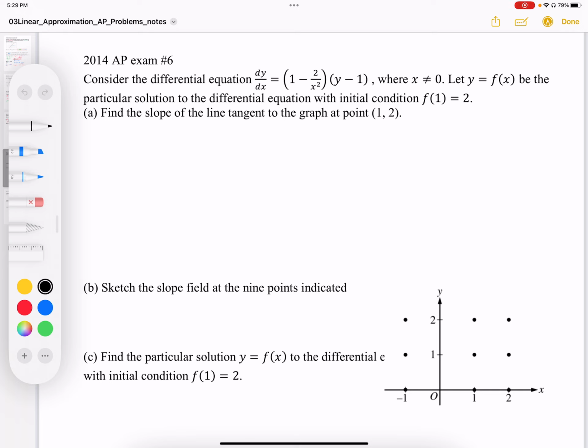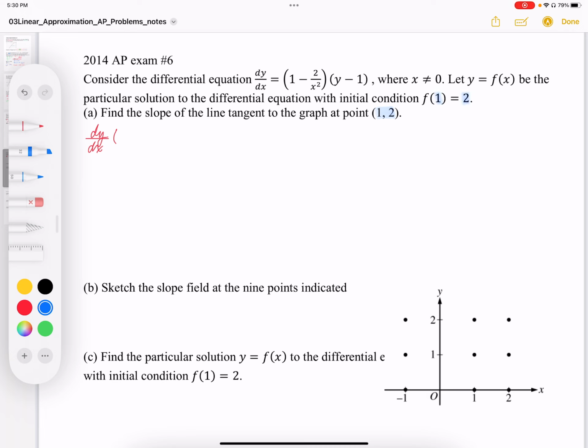The question also says, let y equals f of x be the particular solution with the initial condition f of 1 equals 2. That means that point has a coordinate at x equals 1, y equals 2. Part A says, find the slope of the line tangent to the graph at (1, 2). So we need to find the slope, so we're going to use the derivative dy/dx, and plug in the coordinate (1, 2).